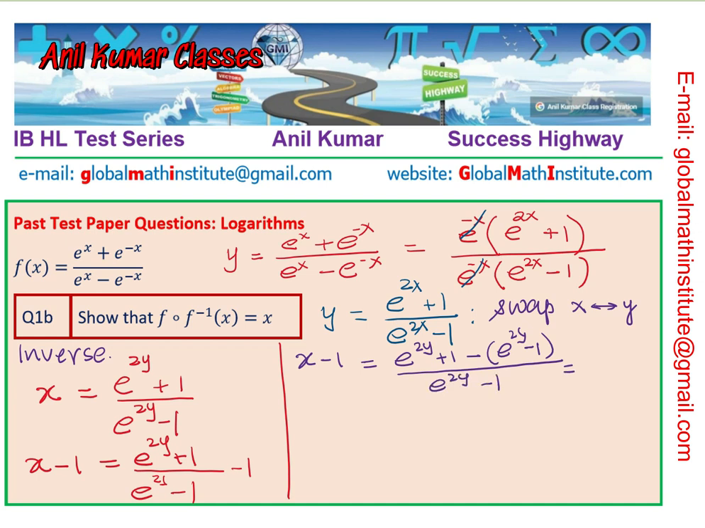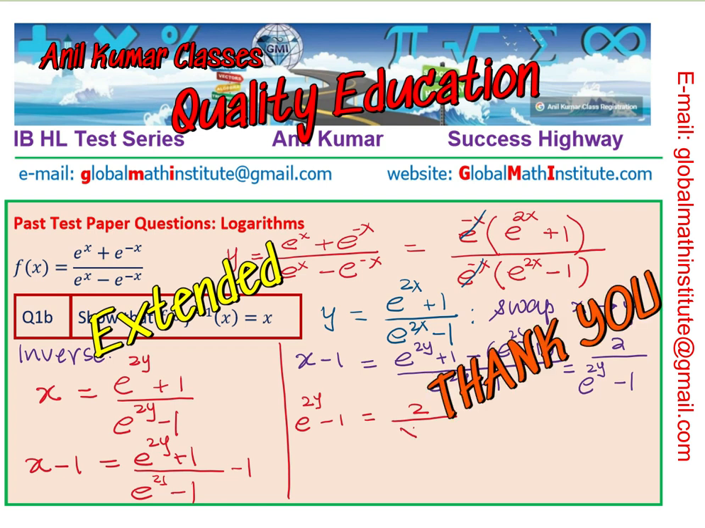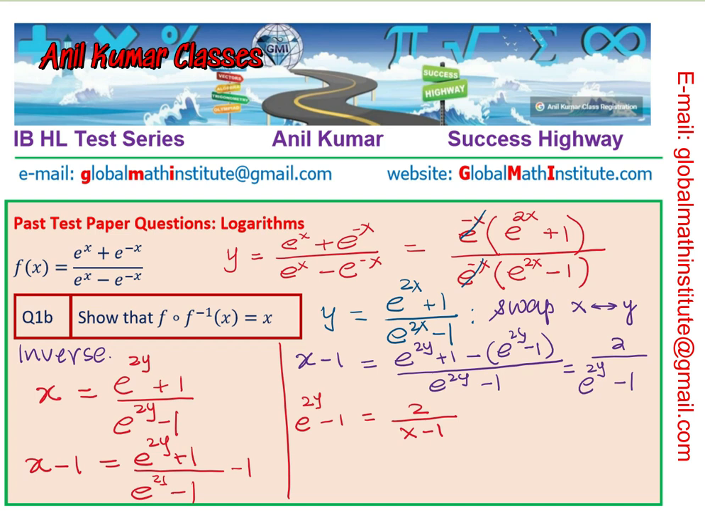Clear? So in the numerator, e to the power of 2y minus e to the power of 2y is 0, and 1 minus minus 1 is 2. So we get 2 over e to the power of 2y minus 1. Is that clear to you? See, we have simplified it a lot. And now we can cross multiply. So once I do that, e to the power of 2y minus 1 equals 2 over x minus 1. Clear?